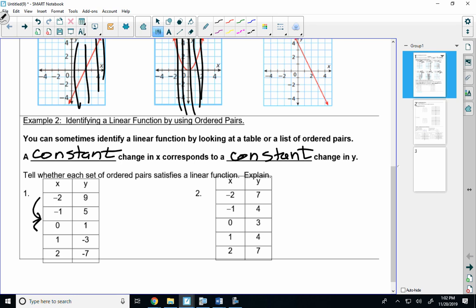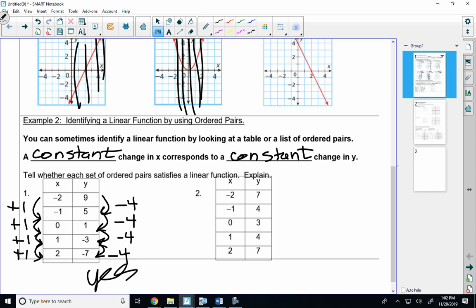So what you do is you look at the change from one x to the next, and typically they're going to give you x values that change the same. So if I go from -2 to -1, that goes up 1. If I go from -1 to 0, that's going up 1, and then 0 to 1 goes up 1, and then 1 to 2 goes up 1. So all the x's go up the same amount. Now we want to see how the y's are changing. The y's go from 9 to 5, which is down 4, from 5 to 1, which is down 4, 1 to -3 is down 4, and -3 to -7 is down 4. So that means every time that the x changes by 1, the y changes by 4 as well. And that is a linear function.